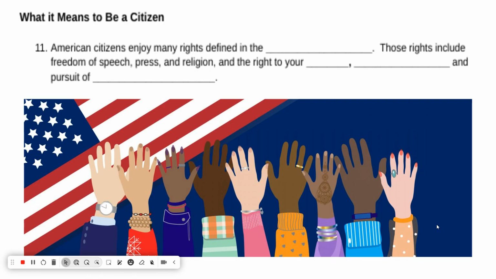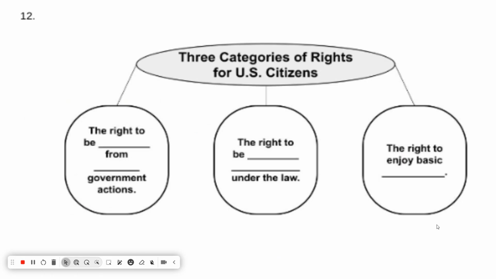So, what it means to be a citizen. Americans enjoy many rights defined in the Constitution. Those rights include the freedoms of speech, press, religion, also your right to life, liberty, and the pursuit of happiness. There are 3 categories of rights for U.S. citizens. There is the right to be protected from unfair government actions, the right to be treated equally under the law, and the right to enjoy basic freedoms. Those are the 3 categories of rights for U.S. citizens.